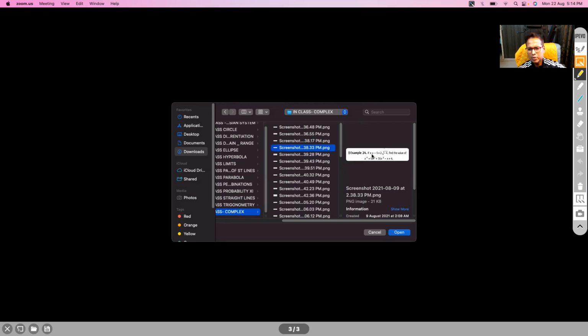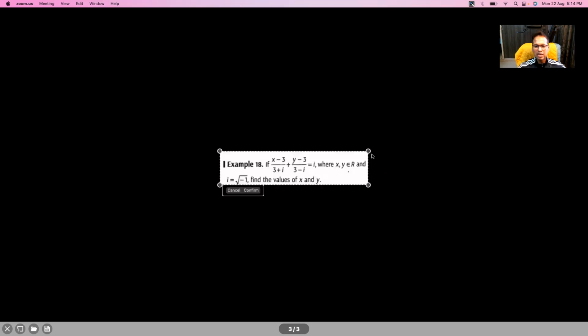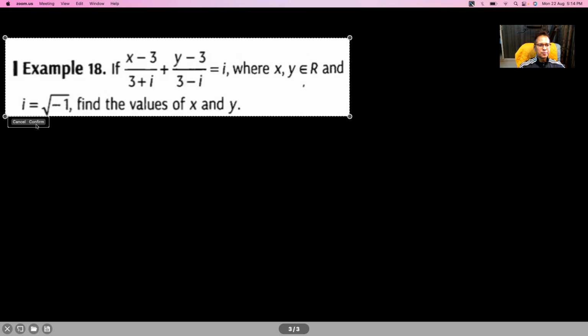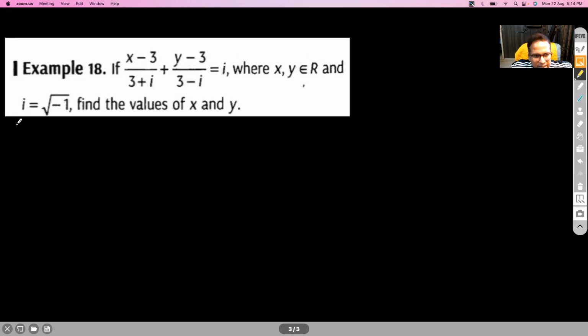First, we'll take a simple question here just to revise our basic operations. So this question says, if (x minus 3)/(3 plus i) plus (y minus 3)/(3 minus i) is i, find the value of x and y. x and y are real values.